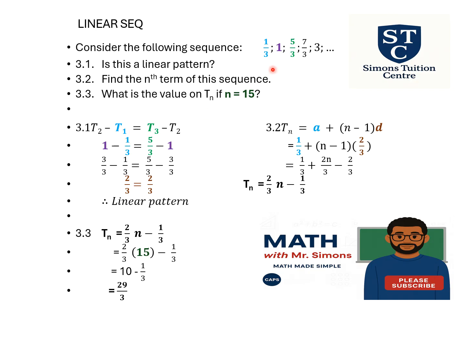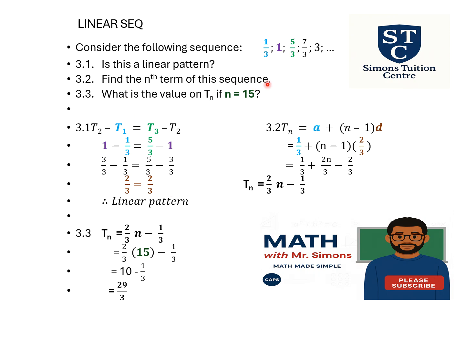Term 2 is 1, minus 1 over 3. Term 3 is 5 over 3, minus 1. So 1 can be written as 3 over 3. 3 minus 1 gives me 2 over 3, and 5 minus 3 gives me 2 over 3. So this is a linear pattern because it has the same common difference.